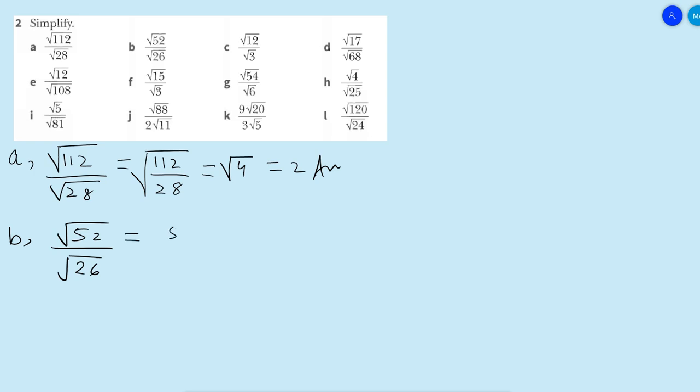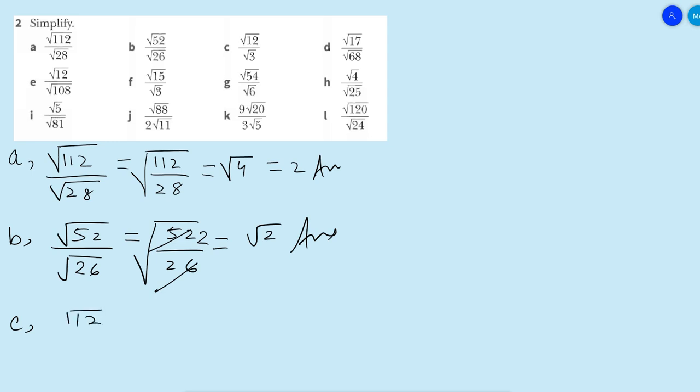So we can write 52 upon 26 whole root becomes 1 root. 26 ones are 26, 26 twos are 52. So square root of 2 is the answer. Come to part C.